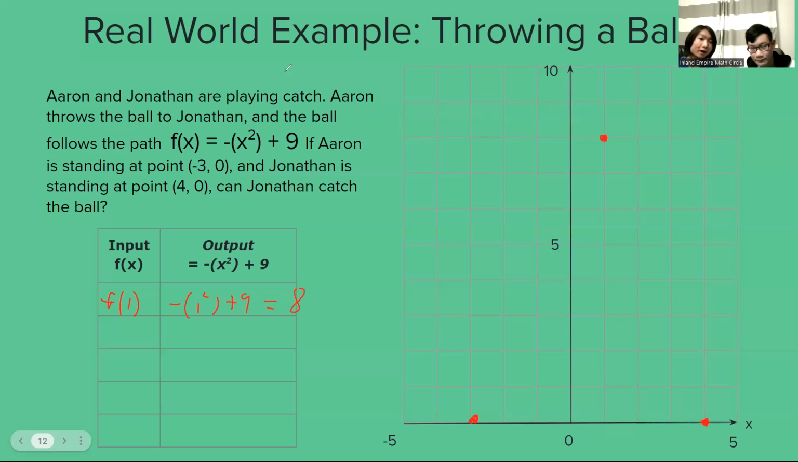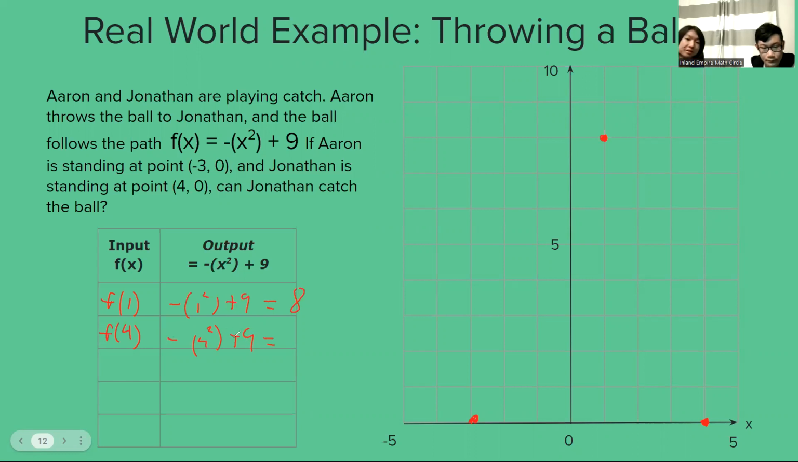Okay, so to solve this problem, all I have to do is check, and we just have to plug in f of 4, right? So you can check f of 4, and if f of 4 makes sense for this problem to be on the line, then we'll see what it is. So let's plug in f of 4, same thing: negative 4 squared plus 9. And we can do order of operations again. 4 squared is 16, make that negative, and then plus 9.